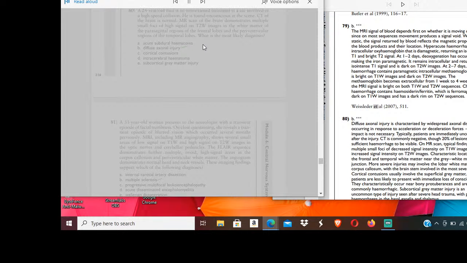80. A 24-year-old man is an unrestrained passenger in a car involved in a high-speed collision. He is found unconscious at the scene. CT of the brain is normal. MR scan of the brain demonstrates multiple small foci of high signal on T2W images in the white matter of the parasagittal regions of the frontal lobes and the paraventricular regions of the temporal lobes. What is the most likely diagnosis?